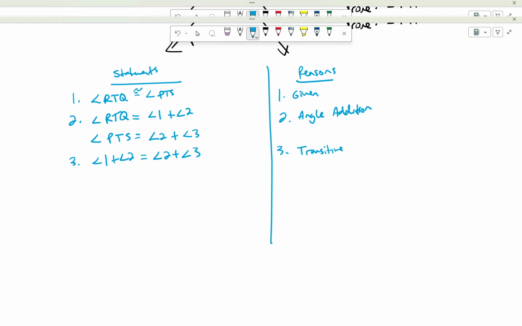I have 3 subjects, each used twice: RTQ, RTQ, PTS, PTS, right? 1 and 2, 2 and 3. Love it. Transitive property. So they're congruent. Therefore, angle 1 is equal to angle 3. Correct? You know why? I just got rid of angle 2 on both sides. That's subtraction.